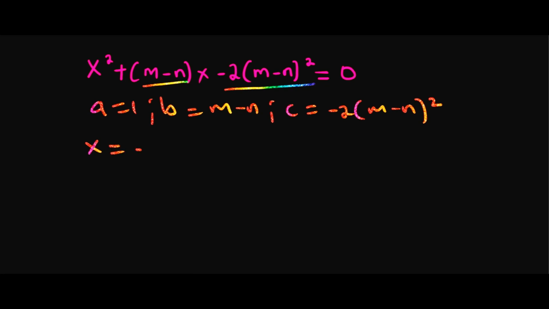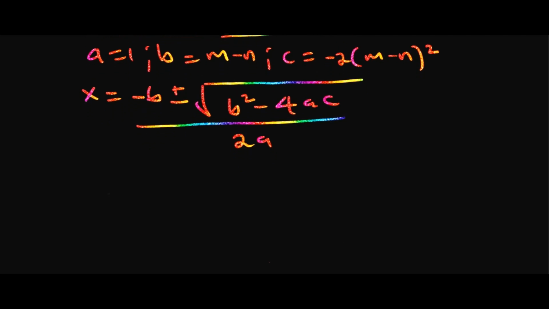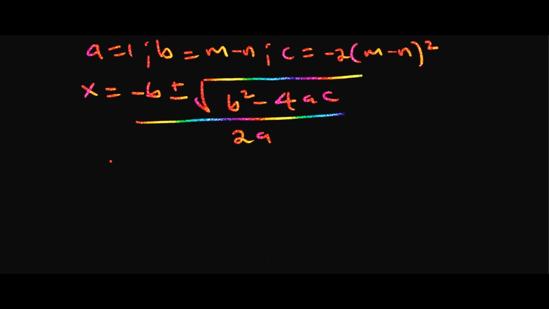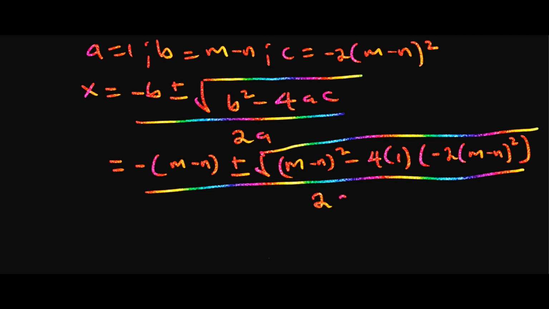The next step is just to substitute these values into the quadratic formula, and the quadratic formula is given by -b ± the root of b² - 4ac over 2a. So let us substitute the values of a, b, and c into our quadratic formula. So we have -b, that is -(m - n), ± , and under the root we have b², and b is m - n, and we have 4 into a into c, which is -2(m - n)². That is under the root, and all of this is over 2 into a, and a in our case is 1. So that is 2 into 1.